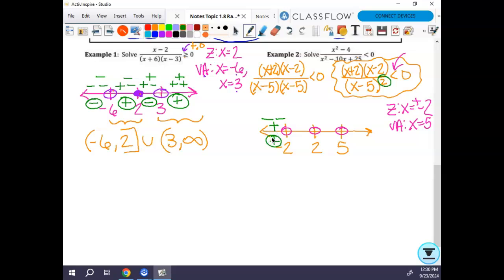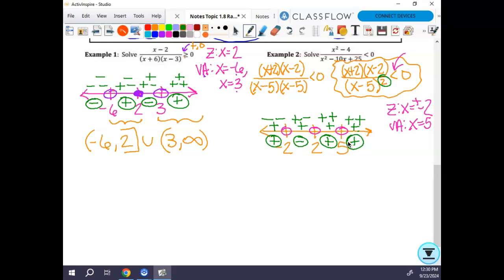Right? Then between negative 2 and 2, what would you pick? 0. Me too. So 0 plus 2 is positive, 0 minus 2 is negative, denominator's positive no matter what. Makes that negative overall. Between 2 and 5, I could pick 3. 3 plus 2 is positive, 3 minus 2 is positive, and the denominator's positive all the time, so that's positive. Then between 5 and infinity, don't forget those. I could choose 6. 6 plus 2 is positive, minus 2 is positive, and the denominator's always positive.